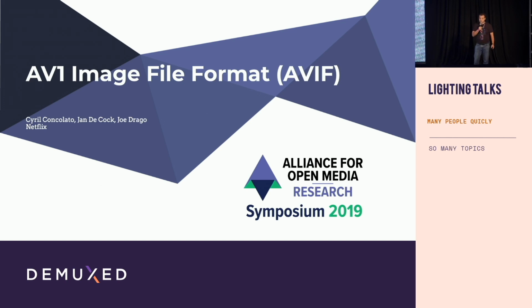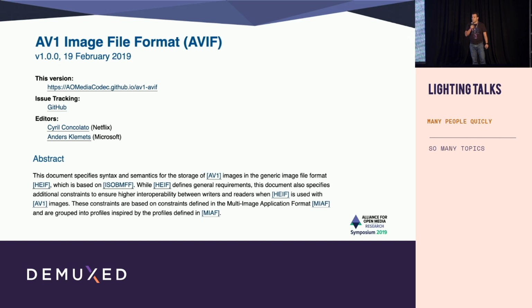So I want to talk to you about the AV1 image format, also known as AVIF. It's an image format that was released earlier this year. The specification is available on GitHub. It's a specification, so it's a file format that is based on technologies you know. It's based on the ISO base media file format, so boxes, and there's no moov atom necessarily in this one.